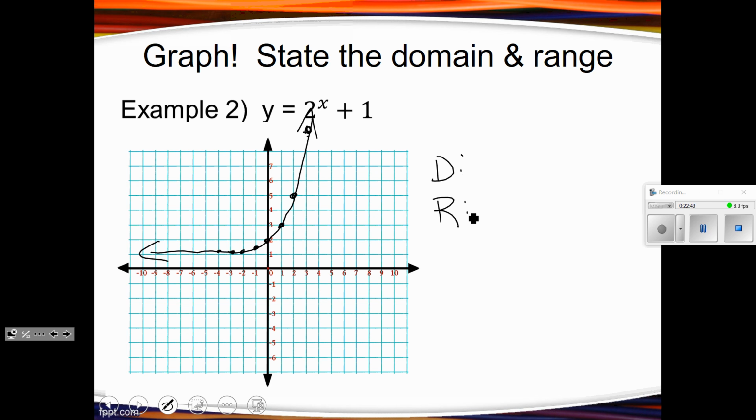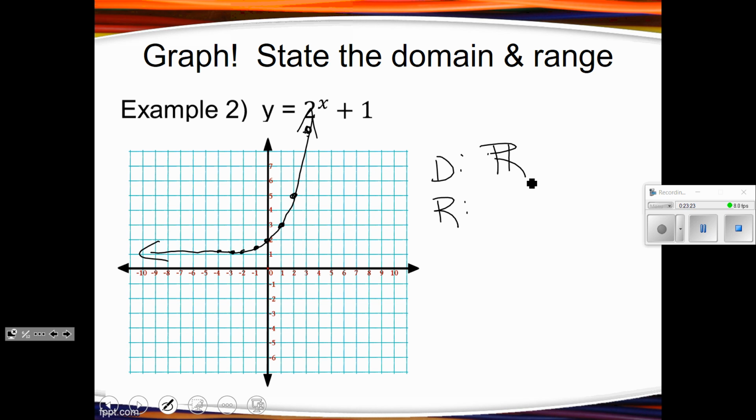So tell me about your domain. How far left? Everybody agree? Negative infinity. How far to the right? Positive infinity. So what's my domain? All real numbers. What do you know about exponential functions and domain? It's always going to be all reals. What do you think about logarithmic? If logarithmic are the opposite of that, the range will always be all reals. Okay, but for today, for exponential, the domain's going to always be all reals.